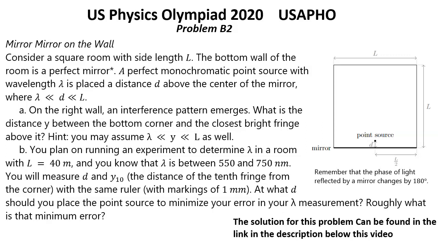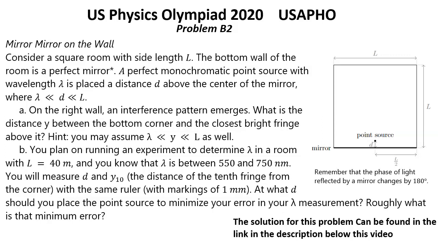Consider a square room with a side length L. The bottom wall of the room is a perfect mirror. Remember that the phase of light reflected by a mirror changes by 180 degrees. A perfect monochromatic point source with the wavelength lambda is placed a distance d above the center of the mirror, where lambda is much less than d, which is much less than L.